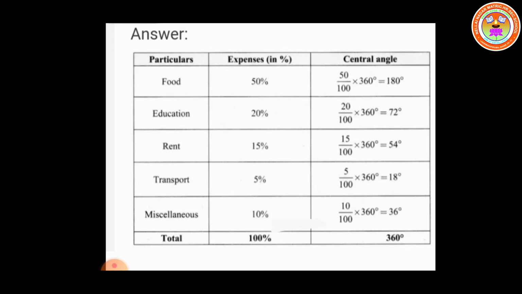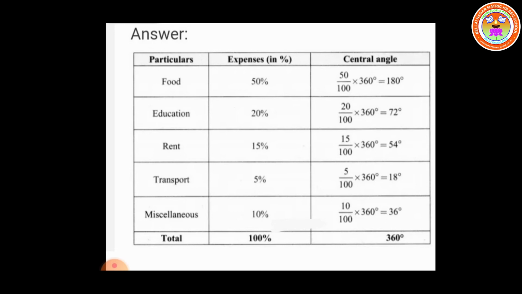Particulars: food, education, rent, transport, miscellaneous, we wrote in the first column. Second column for expenses. In percentage they are given, and the total percentage is 100%. Let us find the central angle for each component.